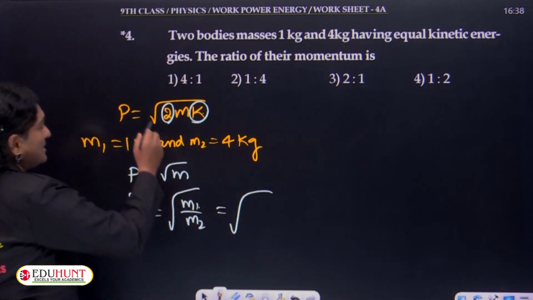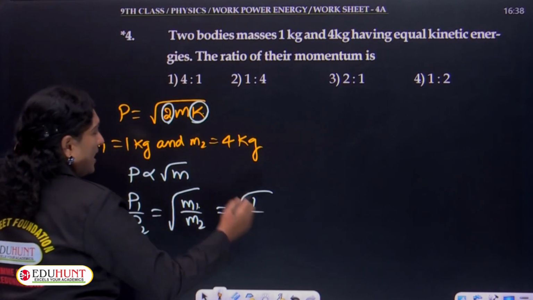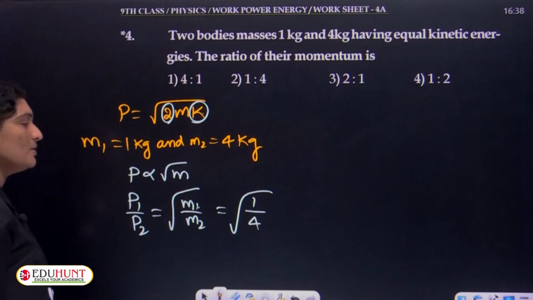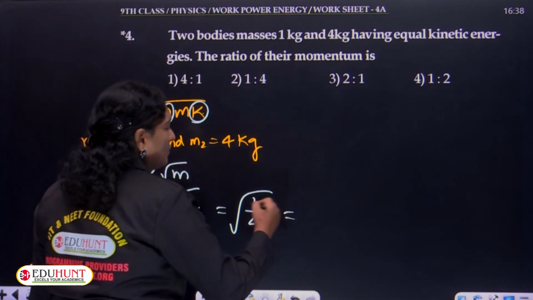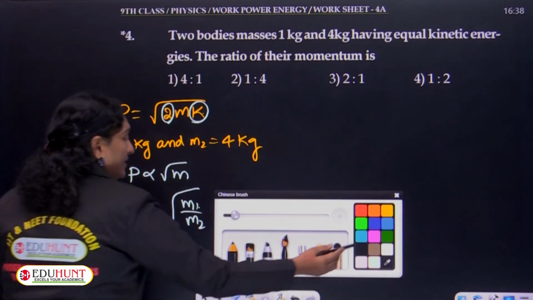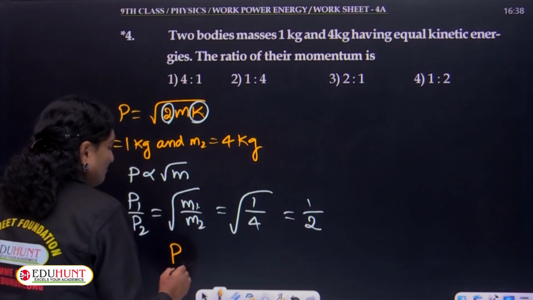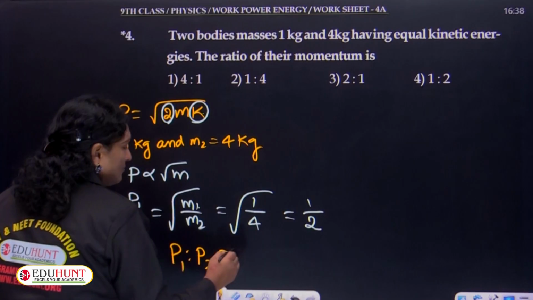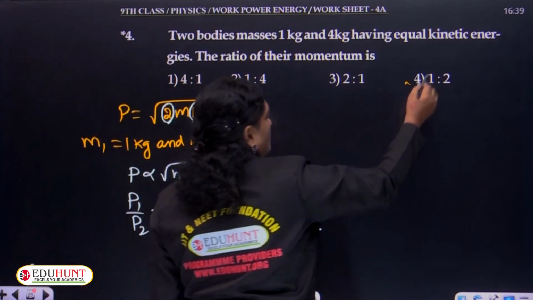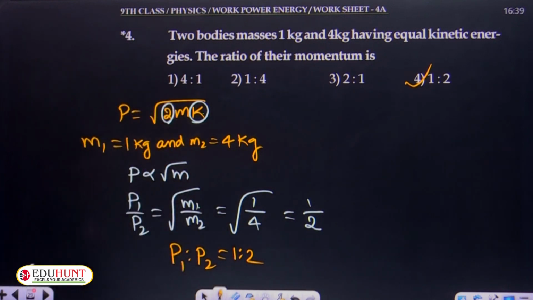This is equal to, what is M1, children? 1 kg. And what is M2? 4 kg. So, P1 upon P2 is found to be root over 1 upon 4. Root over 1 is 1 and root over 4 is 2. Therefore, clearly we can conclude that the value of P1 is to P2 is found to be 1:2. And hence, the correct option is option 4, that is 1:2.